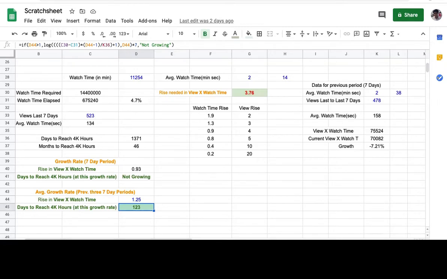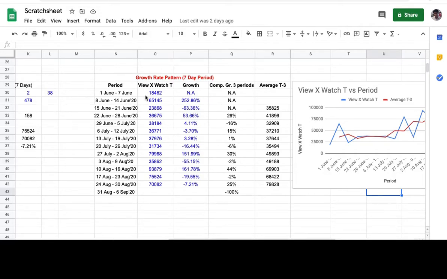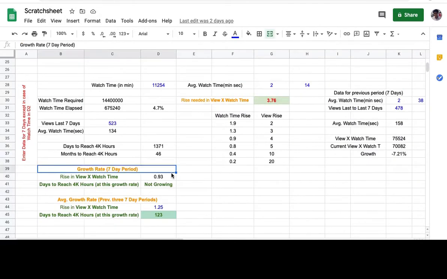That looks promising. And now, once you have the historical watch time in seconds, you can just plot it over here by using a simple chart function, and you can also make the average for the previous 3 periods here and plot it over here. So this gives you a pretty good understanding of how your channel is growing.